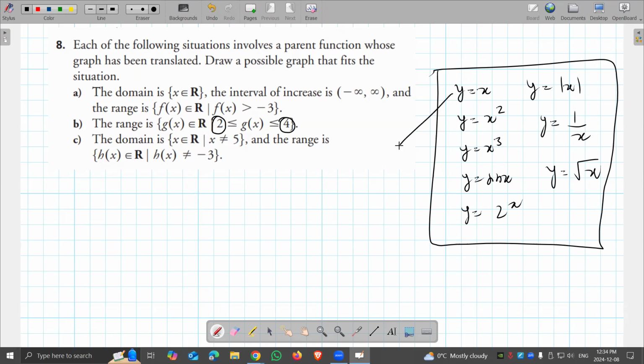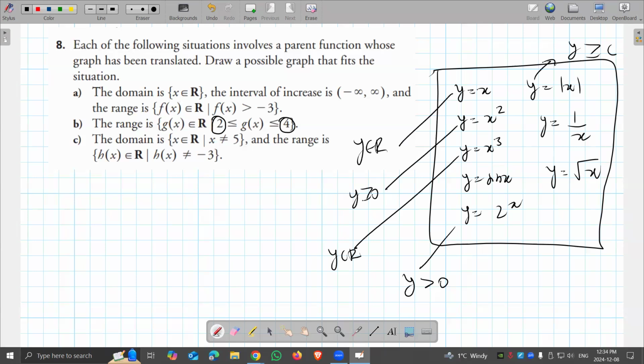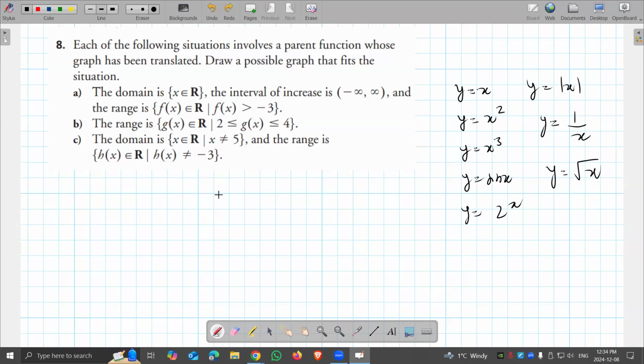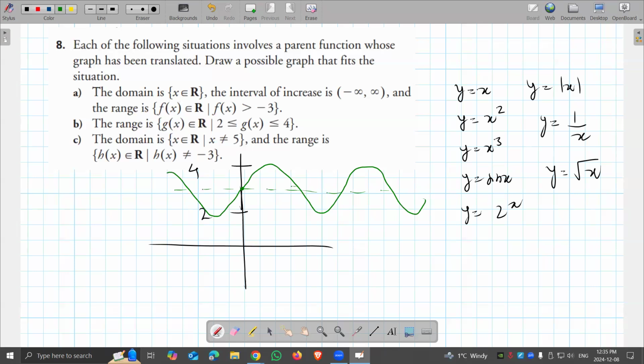Because if you look at them, this is x ∈ ℝ, this is y greater than 0, y ∈ ℝ, y greater than or equal to 0, y strictly greater than 0, y cannot be 0, y greater than or equal to 0. The only function that has a range between two values is sine x. So for part B, it says draw a possible graph. We're going from 2 to 4. Sine x starts at the midpoint, so it'll look something like this, and it goes forever in both directions. That's the answer to part B.